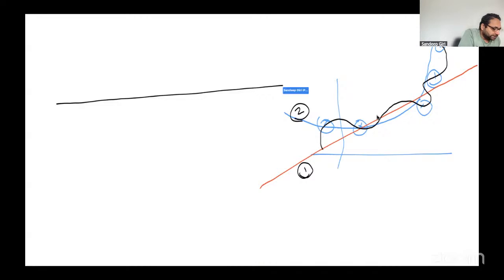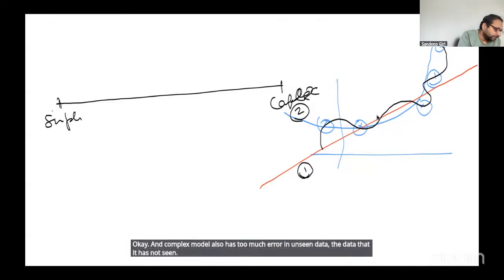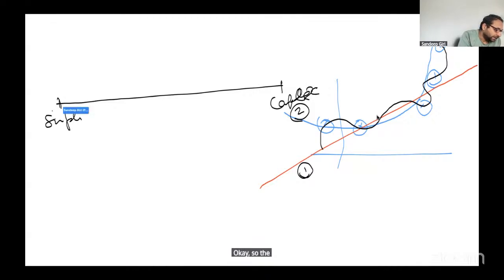So, a simple model and a complex model. A simple model has too much error on the data. And a complex model has too much error on unseen data, the data that it has not seen. So the way it looks is like this.